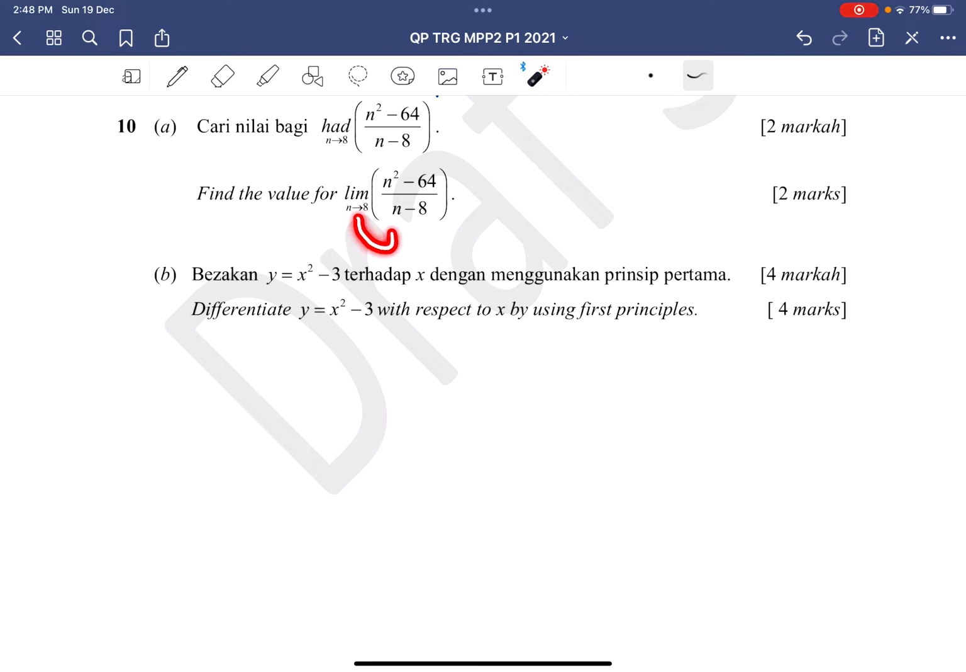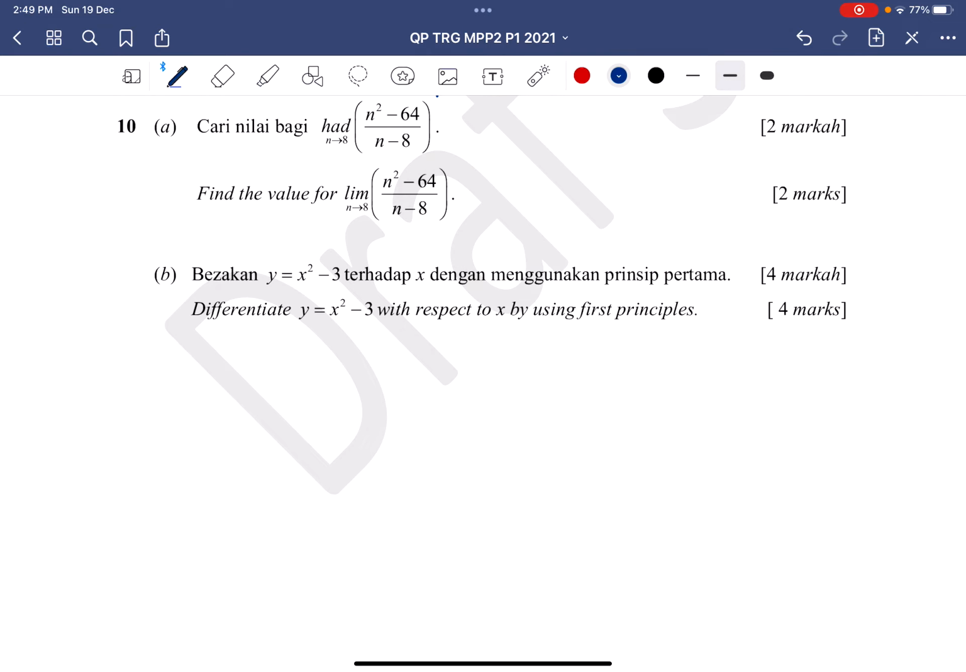So when we substitute n in, you will notice that 8 minus 8 will obtain 0. If the denominator is 0, it will be undefined. So we can't just do direct substitution, we need to do some factorization before we do the substitution.